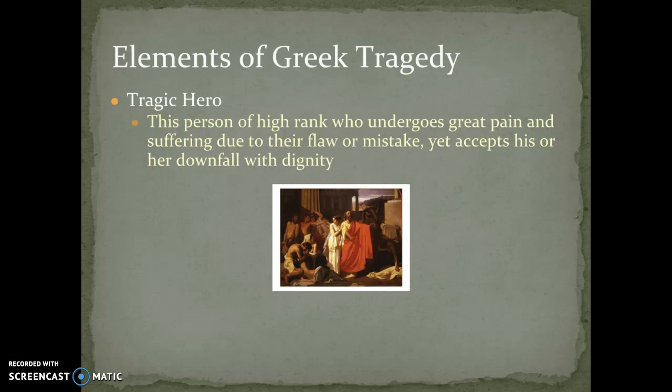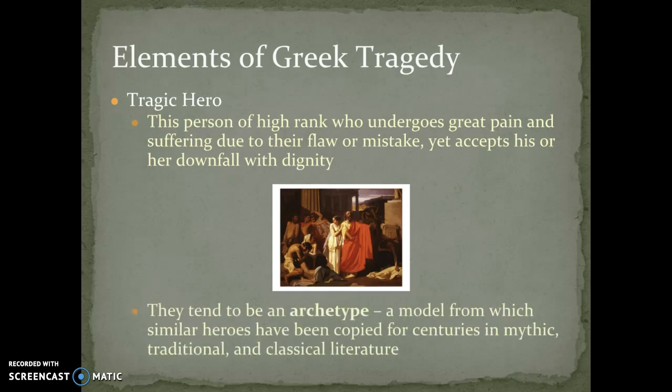Now, this is kind of a broad definition, so we need to go a little more detailed into what a tragic hero is. The first thing we do need to understand, though, is that they tend to be an archetype. Now, we've already studied archetypes. This is something that shows up even today in characters and in stories, plays, novels, whatever. So it's a model from which similar heroes have been copied for centuries in mythic, traditional, and classical literature. We are studying the very classic Greek tragic hero. We will be studying how that was morphed into the Shakespearean and Renaissance tragic hero.